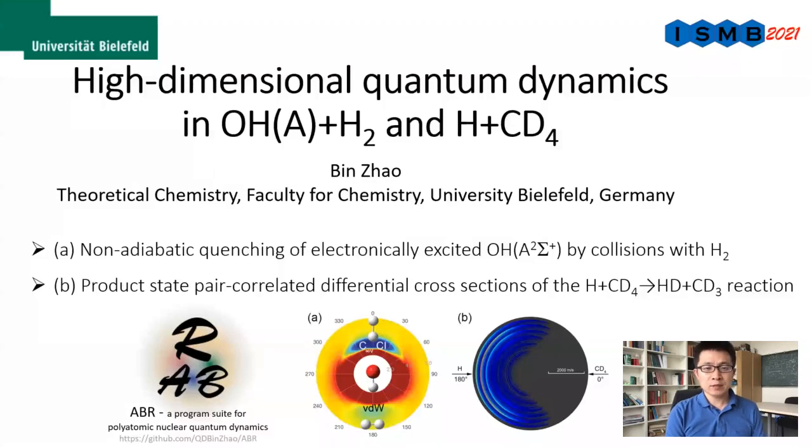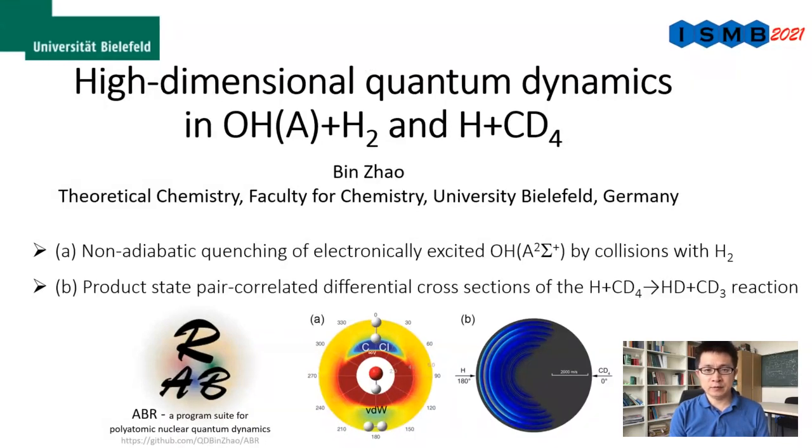First-principles theory of quantum reactive scattering has achieved tremendous success in predicting and explaining quantum effects in triatomic systems. This field has now advanced to polyatomic reactions, and 4-atom and 6-atom reactions have been frequently studied. Here I will discuss two such examples, the OH plus H2 and H plus CD4 reactions.